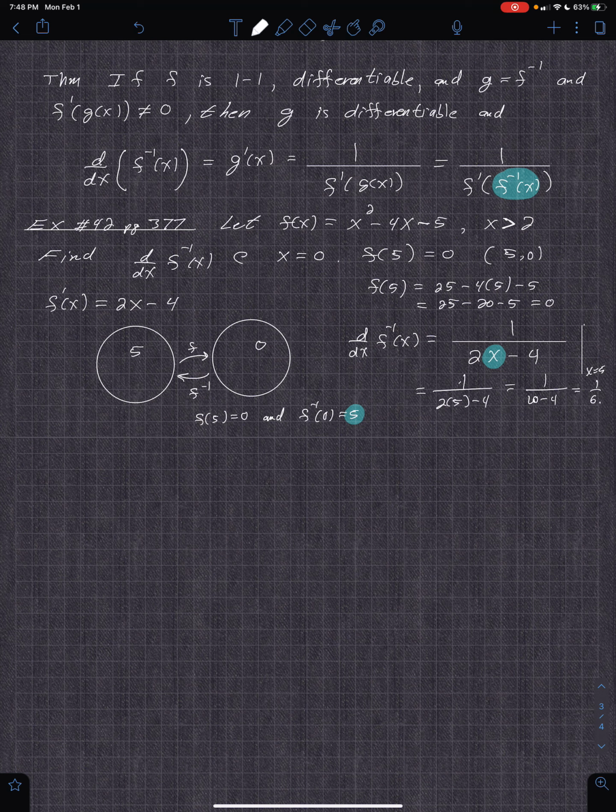Okay, that's it. Next one is 7.2. We're going to define the natural logarithm. It is really, really cool what we're going to do next. I'm really excited.